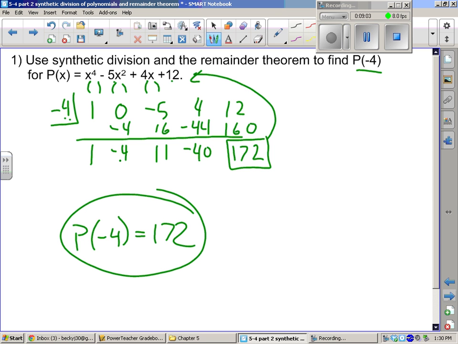Right on. So synthetic division makes it easy to find the substituting. It's fast, it's quick, and then you don't have to worry about the powers or the signs or anything when you substitute, typing it in the calculator. Right on.